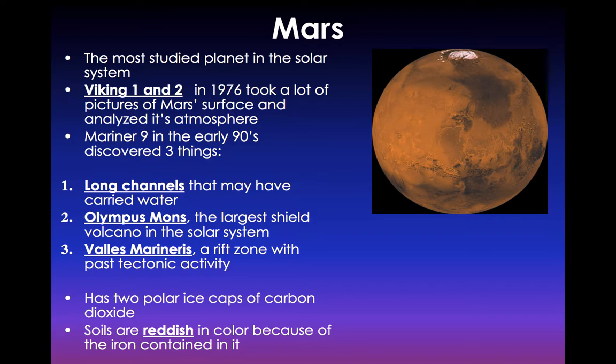All right, Mars. Mars is the most studied planet in the solar system. Viking 1 and 2 in 1976 took a lot of pictures of Mars' surface and analyzed its atmosphere. Mariner 9 in the early 90s discovered 3 things. These 3 things were long channels, Olympus Mons, and Valles Marineris. I'm going to try to pronounce these.